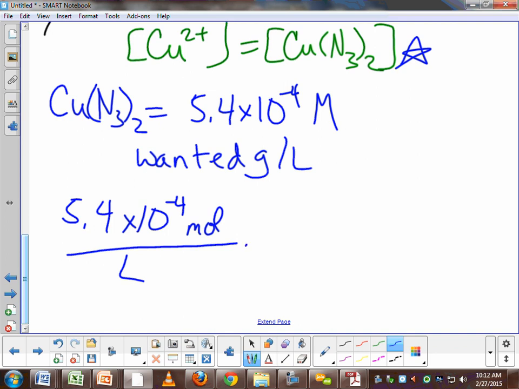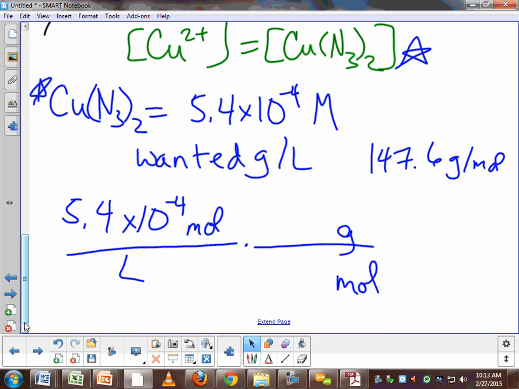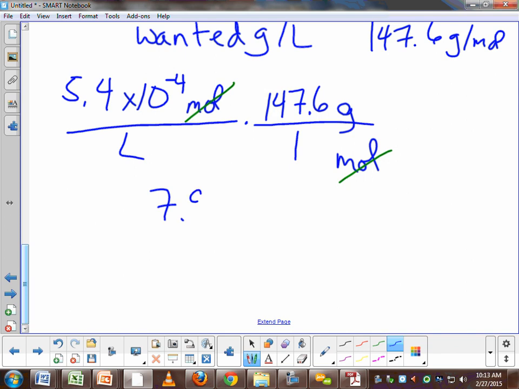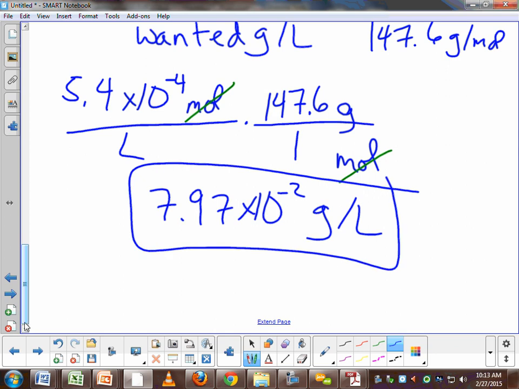Let's multiply this by something so that instead of moles on top and liters on the bottom, we have grams on top and liters on the bottom, and that's going to be the gram formula mass. So we're going to use the gram formula mass of the copper 2 azide, which, doing some math, is 147.6 grams per mole. You want units to cancel. You don't want moles on the top, you want grams on the top. So we're going to put grams on the top here and moles on the bottom. That way the moles are canceling out, and you're left with nothing but grams per liter. So this is going to be times 147.6 grams in 1 mole. Doing that math, we get 7.97 times 10 to the negative 2nd grams per liter, and we have answered the problem.